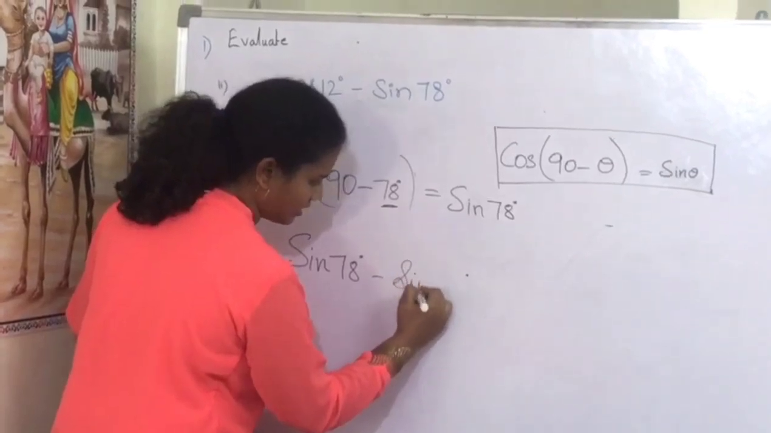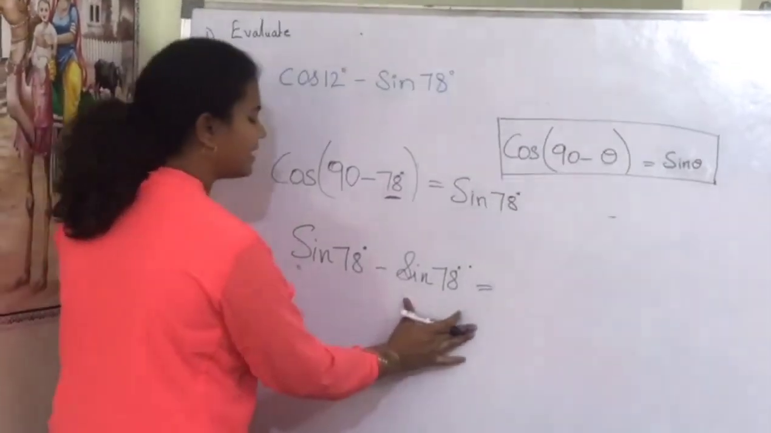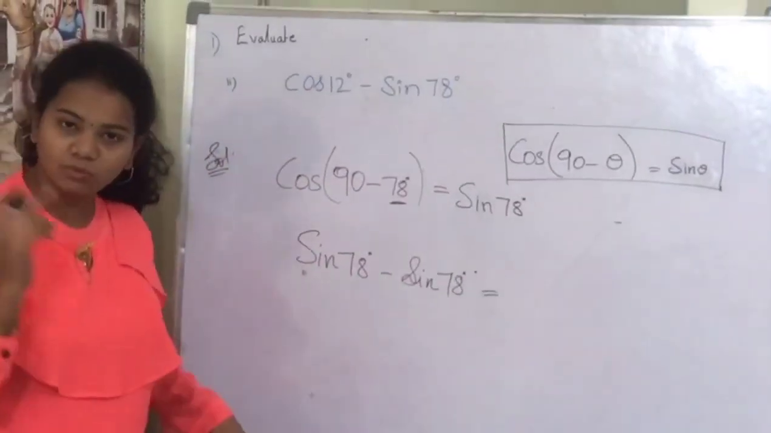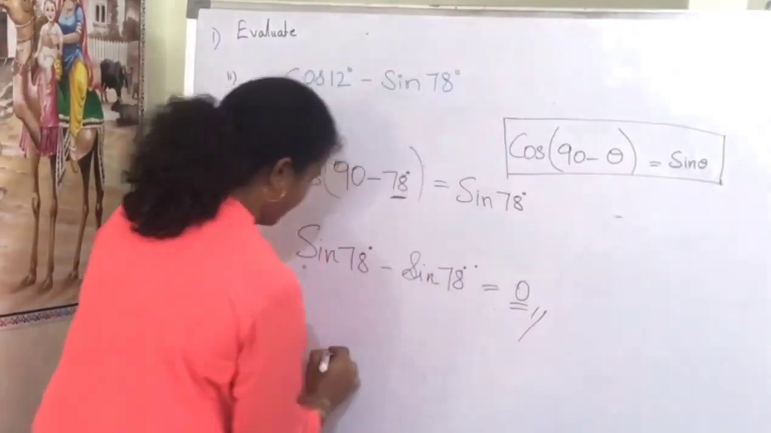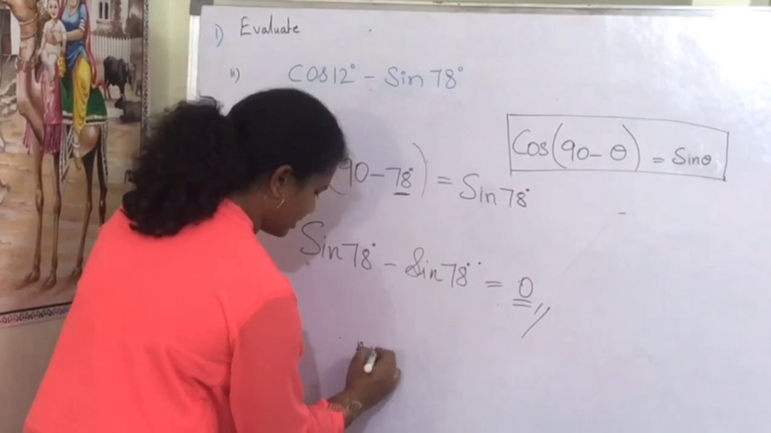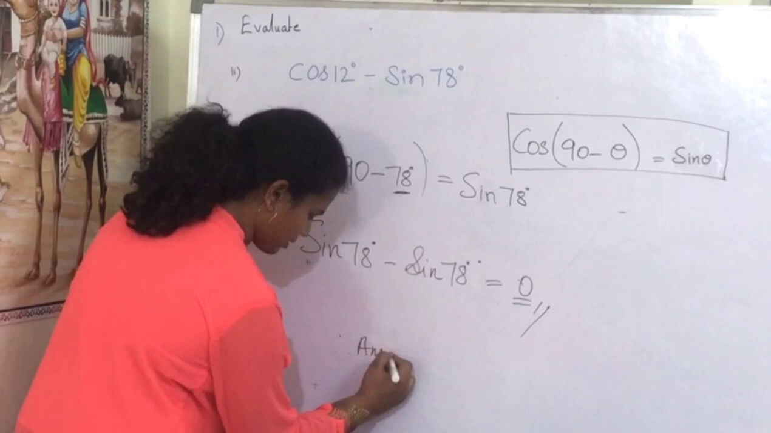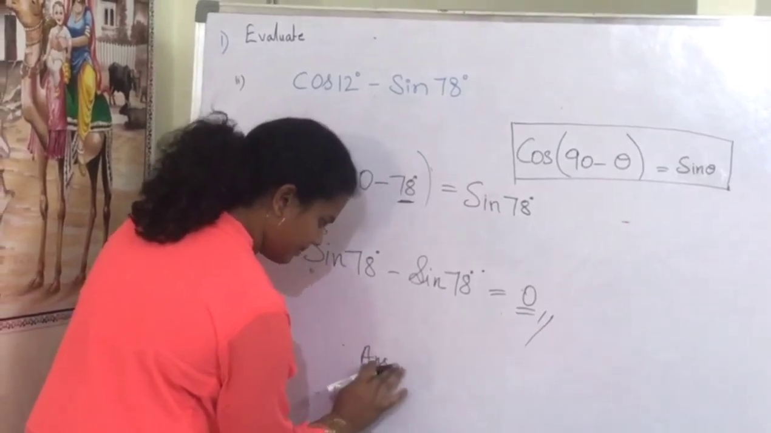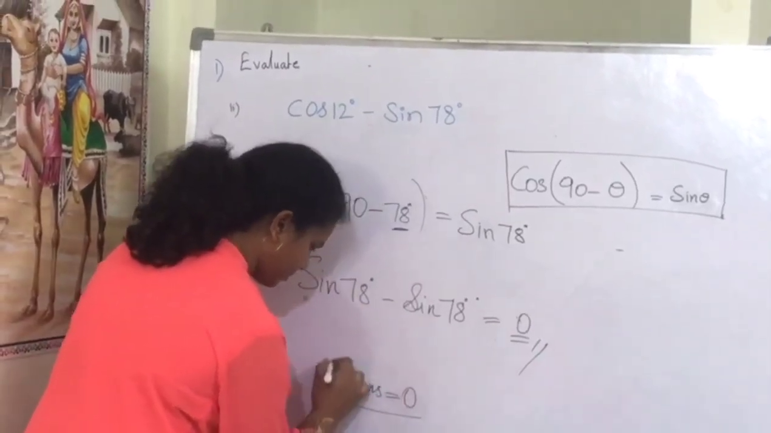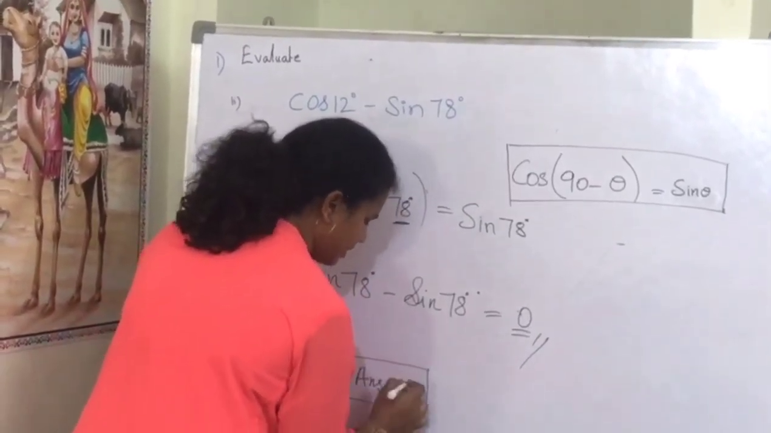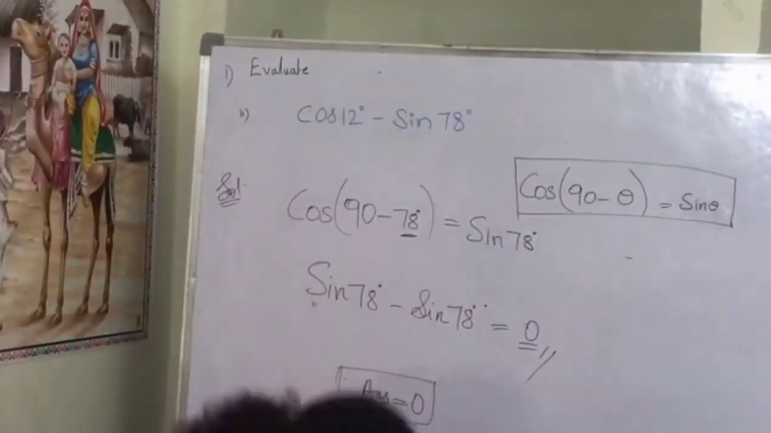Sine 78 degree. Now when we subtract sine 78 minus sine 78, it gives 0. Therefore, the answer will be 0 for the given sum. Okay, thank you. So let's solve the third sum.